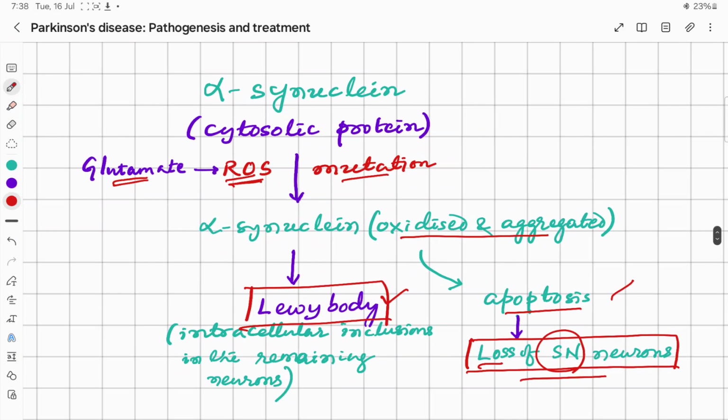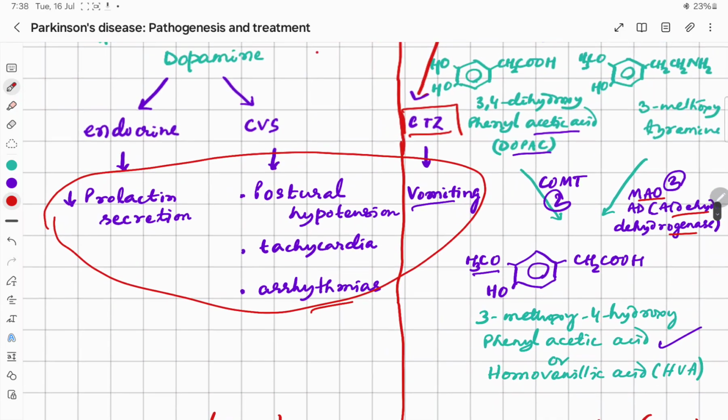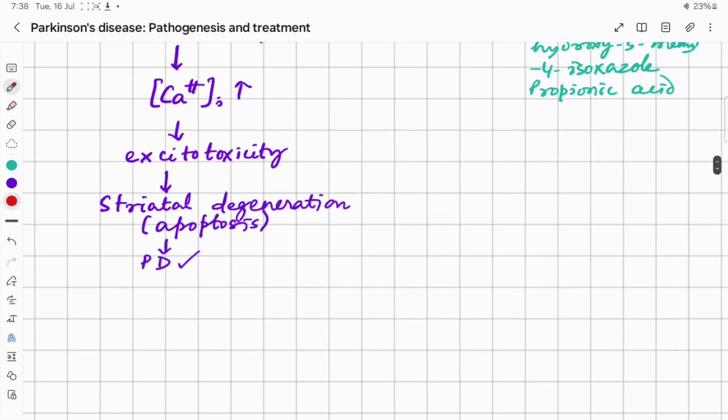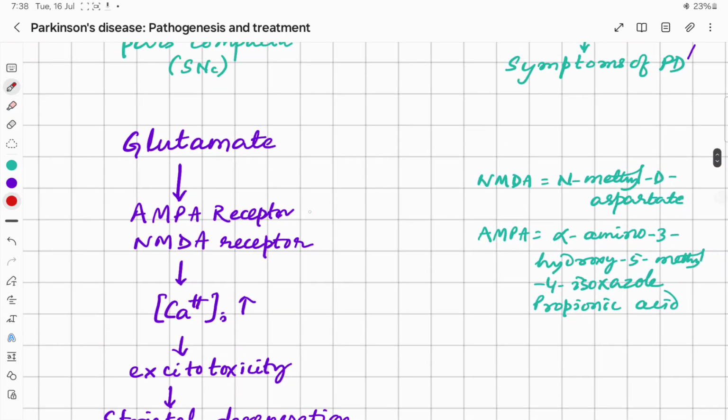With this oxidative stress, glutamate also has a role, so we can use glutamate receptor antagonists. We can either use an AMPA receptor antagonist, number 5, or an NMDA receptor antagonist, number 6.